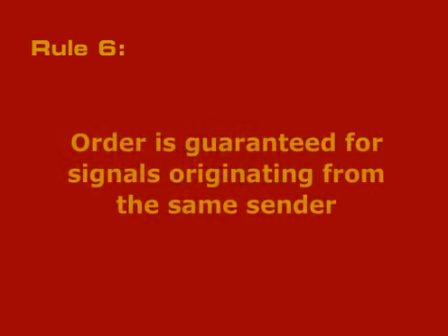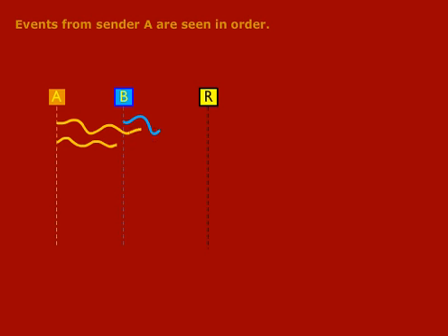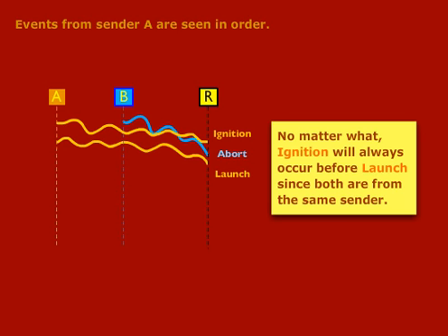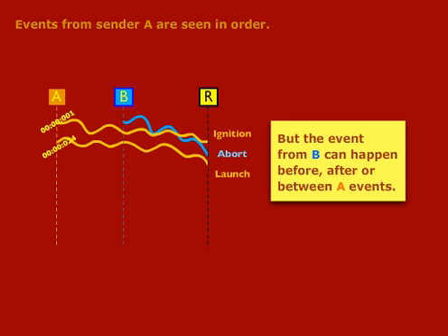Order is guaranteed for signals originating from the same sender, but not from separate senders. This is a key consequence of giving each object its own local time frame. Here we have two senders, A and B, communicating with a recipient object R. The signals sent from A are guaranteed to arrive in order so that ignition occurs before launch on any platform. This is because we can use A's local clock to timestamp its signals. But whether the abort signal from B arrives before, after, or between the two signals from A is entirely platform dependent. This is because B could be running in an unsynchronized time frame.